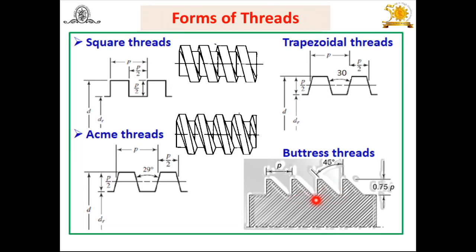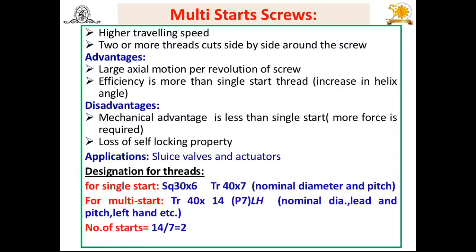Try to understand. While designing the screw jack or the clamping devices, you have to prepare square thread. For machine tools or the lead screws, you have to prepare trapezoidal or Acme thread. And for the vices, you have to select the buttress thread. Try to understand. You have to take care while selecting the form of thread. This is about the form of threads.